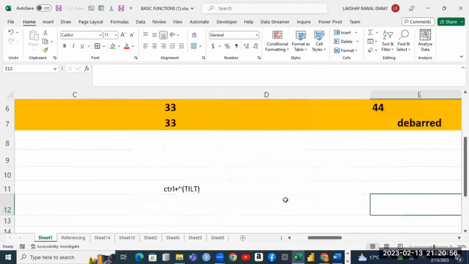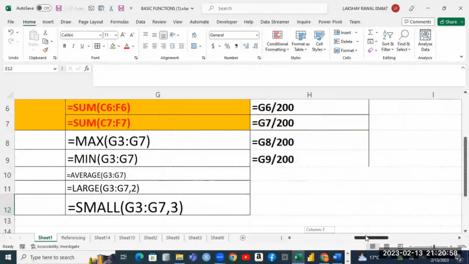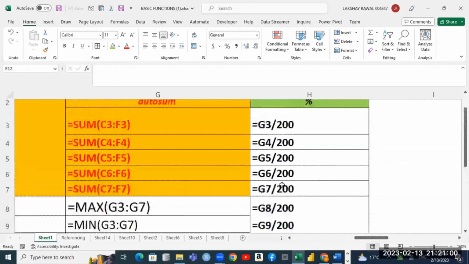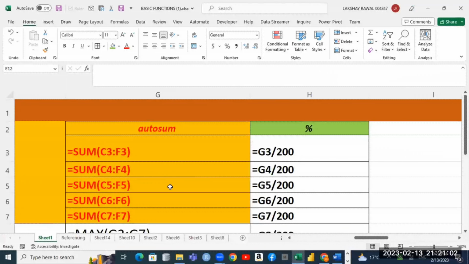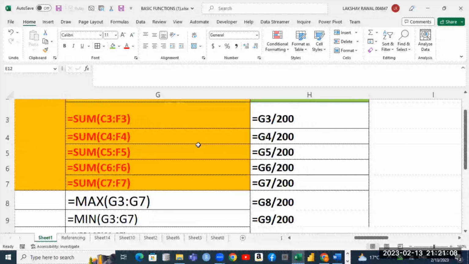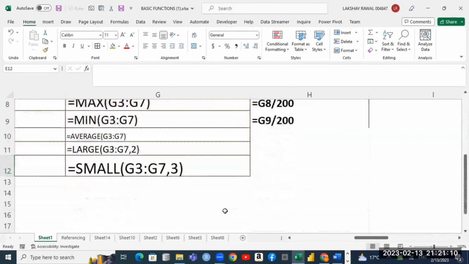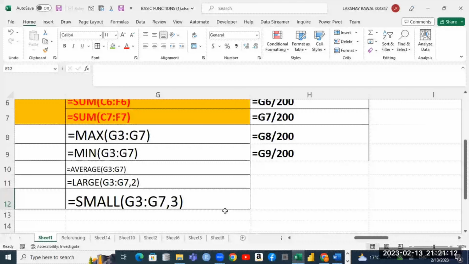If I press Control with tilde, you know what will happen? It will show you the formulas applied in your current sheet, in the entire sheet. You are able to see wherever the formulas are being applied. So by pressing Control with tilde, I am able to show you these are the formulas applied.